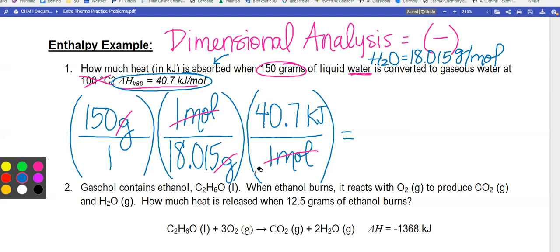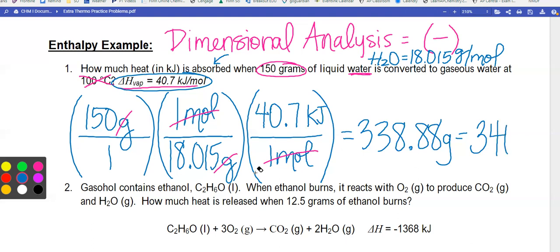Now we can solve. So you just take 150 divided by 18.015 and multiply by 40.7, and you'll get 338.88. I didn't round to sig figs first, so we could talk about that. When you round to sig figs, you could look at the original number or the delta H number. The original number, 150, is only 2 significant figures. So that means that we will round this to 340 grams. Okay, so that is an example.